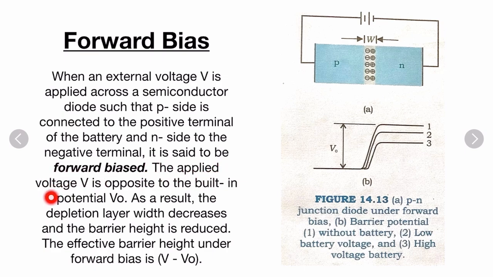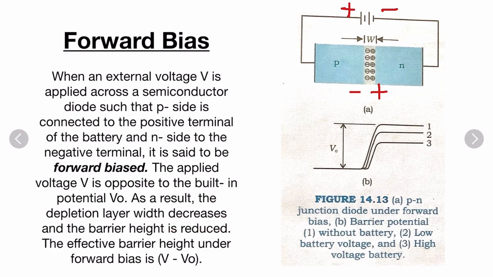The applied voltage V is opposite to the built-in potential VO. So we have seen in our previous video, here there is a potential barrier. The direction of the potential barrier is from positive to negative. Here is positive and here is negative. But here the applied voltage, here is positive, here is negative. So the applied voltage is in the opposite direction to the built-in potential VO. As a result, the depletion layer width decreases.